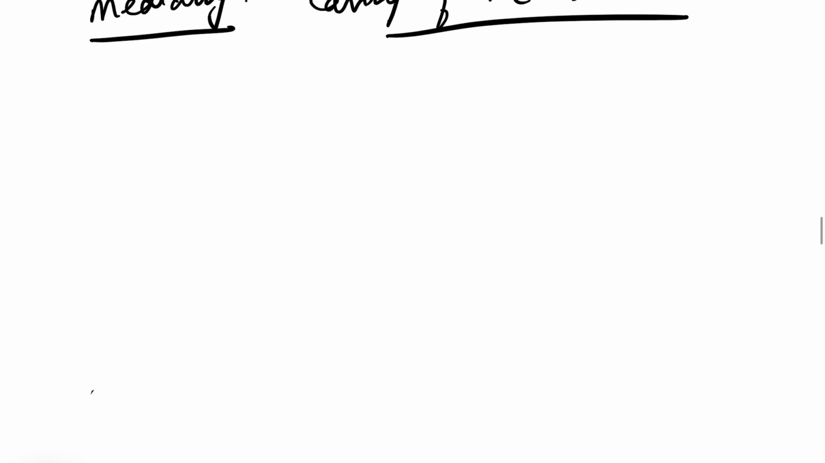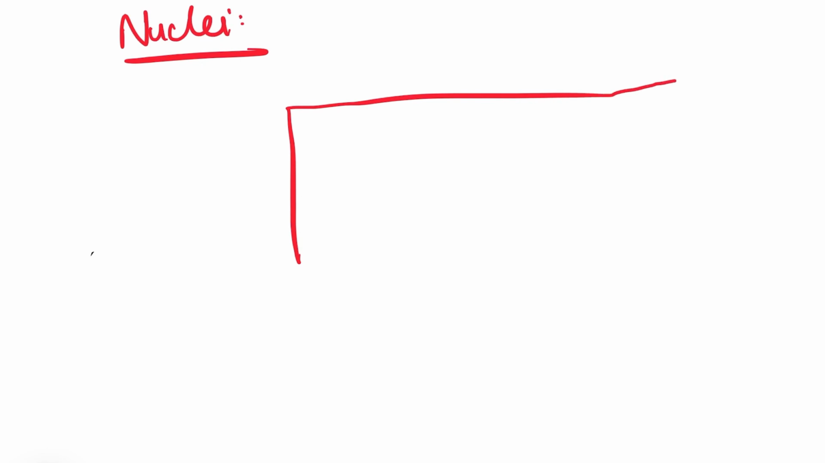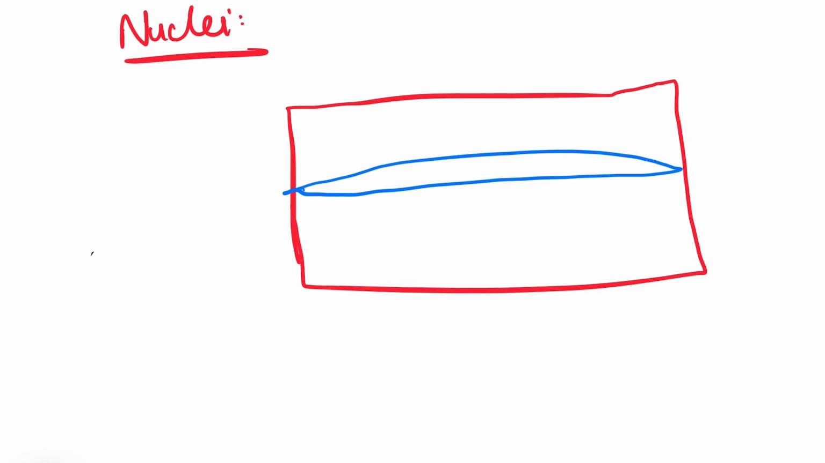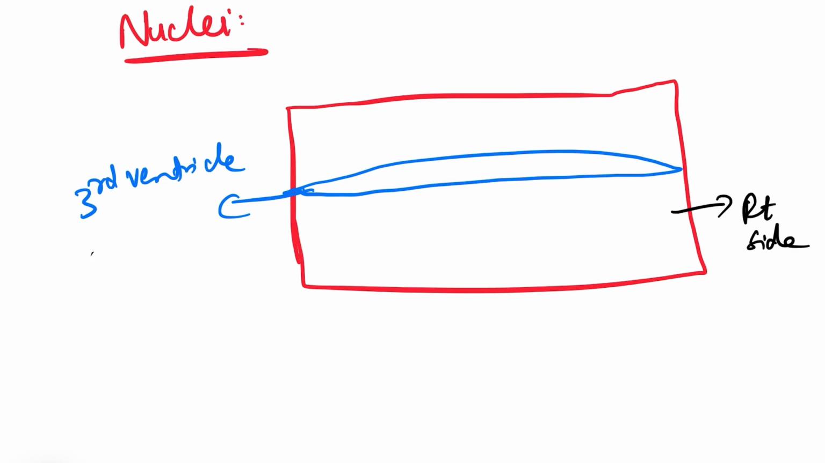Now after knowing this, let us discuss the nuclei of the hypothalamus. There are many nuclei, and physiologically these nuclei are very important to understand. So let me first draw this hypothalamus. Consider this red structure is the hypothalamus. In the center, with the blue color, I am showing a slit-like opening, the cavity of the third ventricle. On either side of this cavity the hypothalamus is divided into two parts, the right side and the left side. However, at the inferior pole both are united.